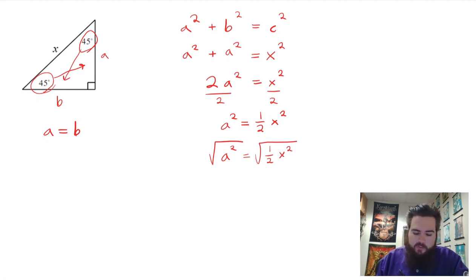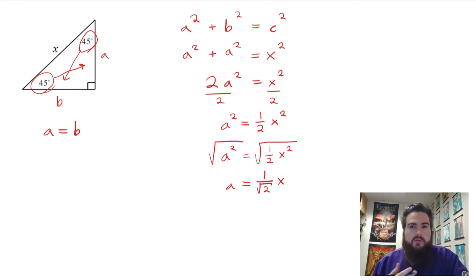The square root of a squared is simply a. The square root of 1 is just 1. The square root of 2 cannot simplify any further, it's just square root of 2. And then x squared, the square root of that is just x. Now I can leave it like this.